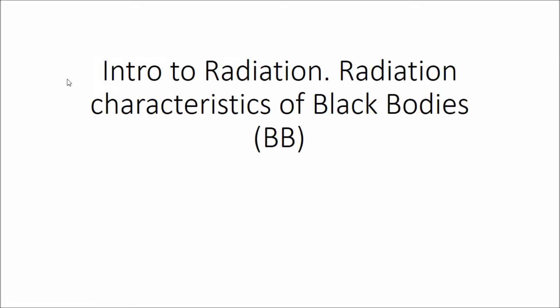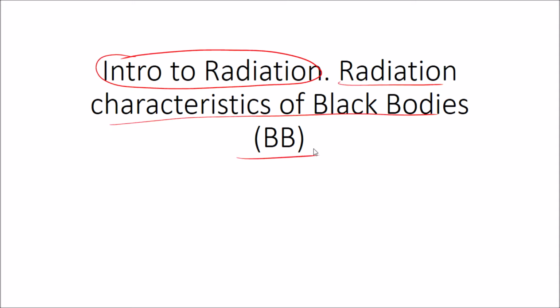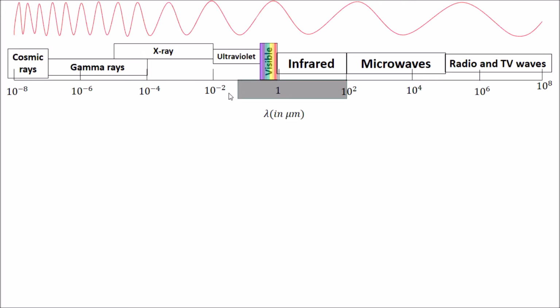Hello dear all, today we are going to talk about introduction to radiation, and then we will talk about the radiation characteristics of black bodies. So when we say BB, it means black body. Okay, so first we will start with the EM spectrum of the electromagnetic waves.